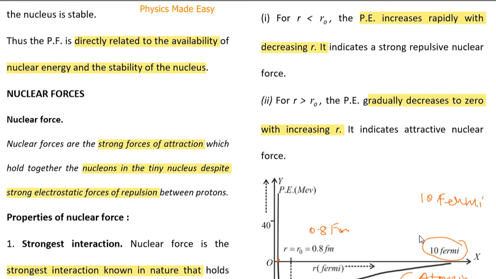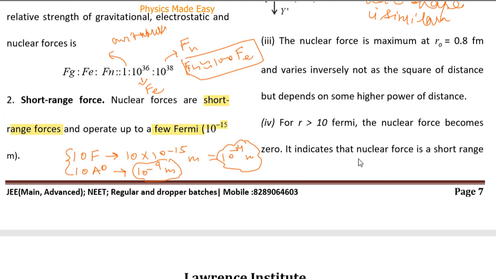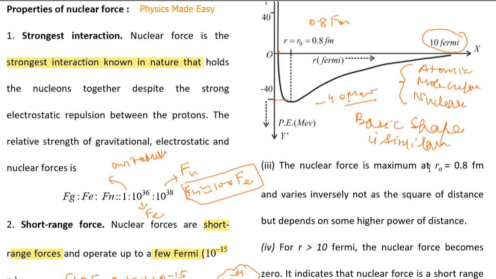It indicates attractive nuclear forces. So I have already explained all the things in detail. Nuclear forces are maximum at r equal to 0.8 Fermi. They are maximum here. It varies inversely, not as the square of distance, but depends upon some higher powers.